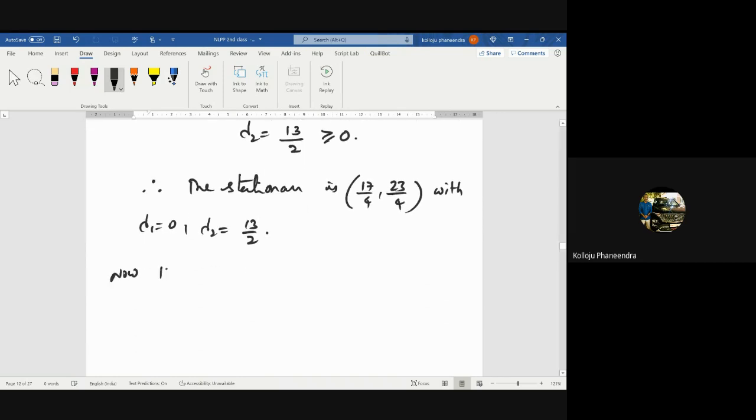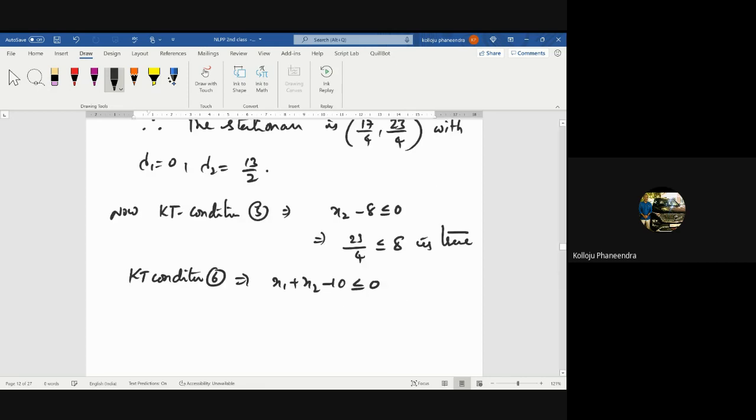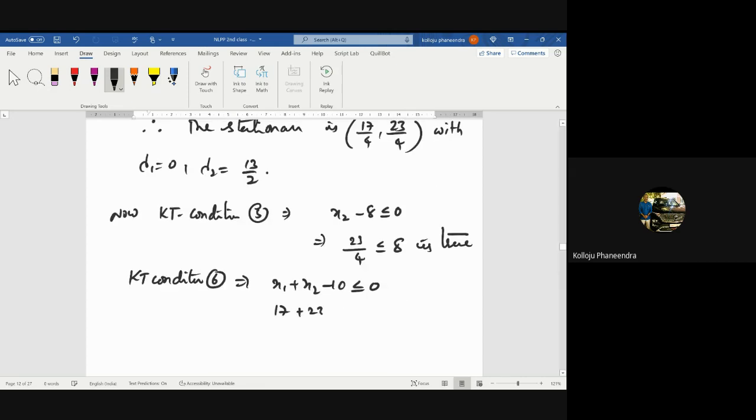Now, KT condition, what is the condition? KT condition 5 implies x2 minus 8 less than or equal to 0. What is x2 value? 23 by 4 less than or equal to 8. Is it correct? Yes, it is true. Next, KT condition 6 implies x1 plus x2 minus 10 less than or equal to 0. So 17 by 4 plus 23 by 4 is 40 by 4, so 10 less than or equal to 10 is also true.